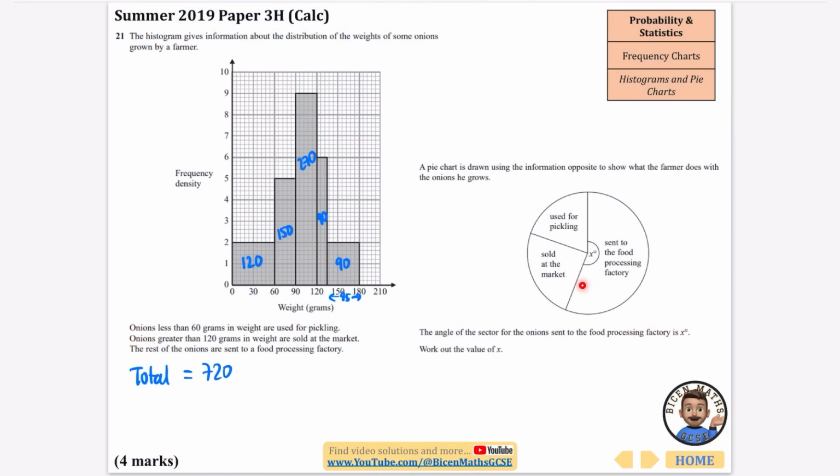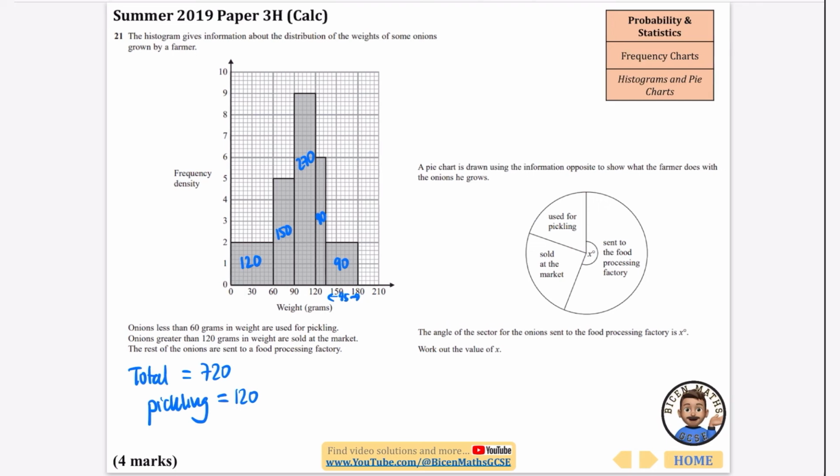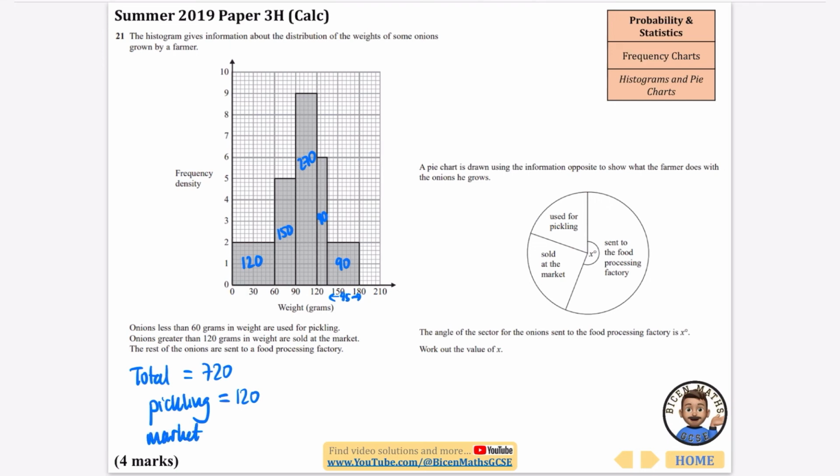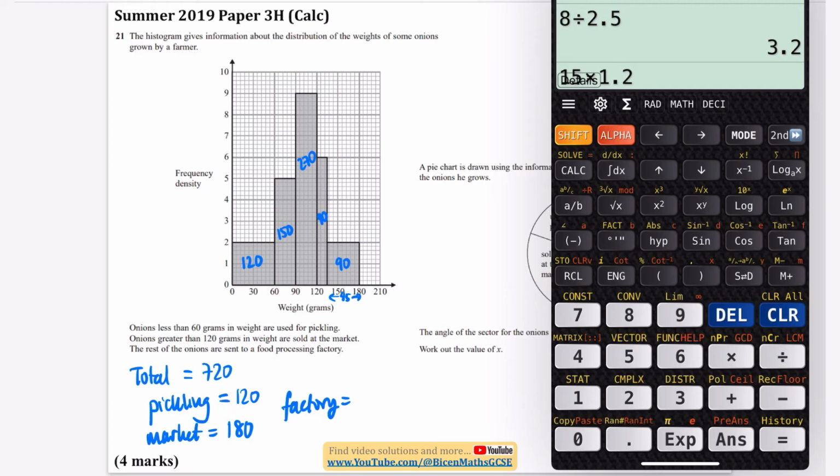And we're going to try and reason with some of these things that we've got here. So the amount that are used for pickling is less than 60 grams. Less than 60 grams is 120. Then we're going to say that those greater than 120 are sold at the market. So greater than 120, there's 120, it's this 90 and this 90, which is 180. So the rest that are going to the factory are going to be 720 minus 120 minus 180.